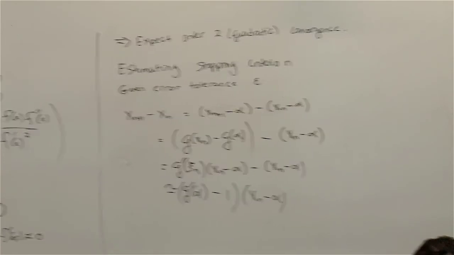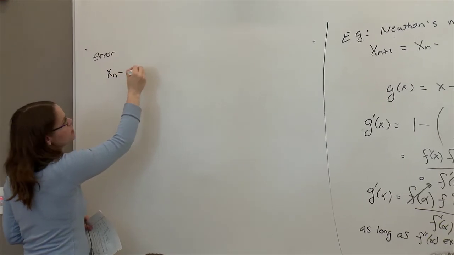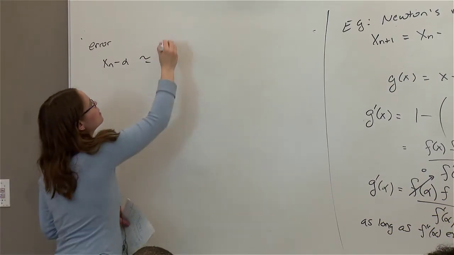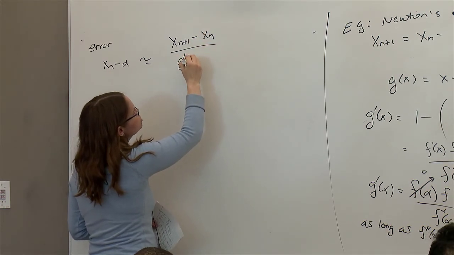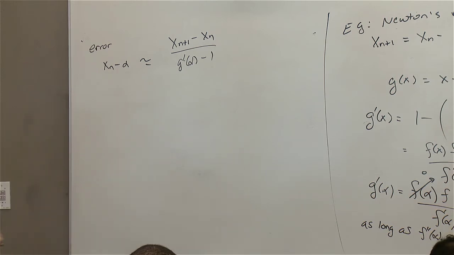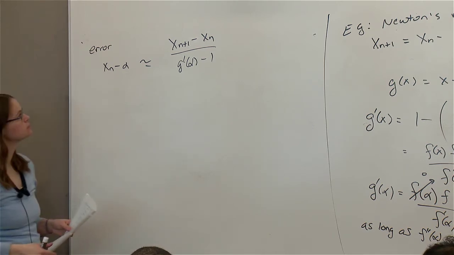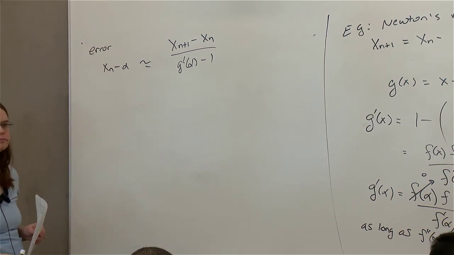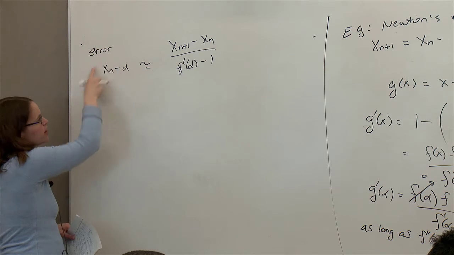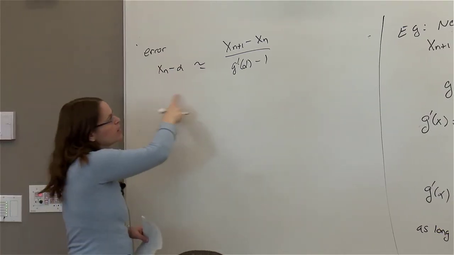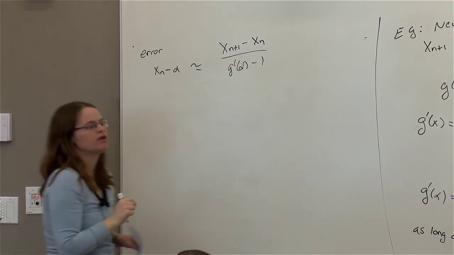Okay, so I could say that the error, xn minus alpha, is kind of ballpark equal to how much the iteration changed divided by G prime alpha minus 1. All right, so then I say, when should I stop? Well, I want the error to be less than epsilon. I never know that exactly, but maybe I stop when this is less than epsilon. Or, I put some bounds on what this could be, and I stop when that's less than epsilon.